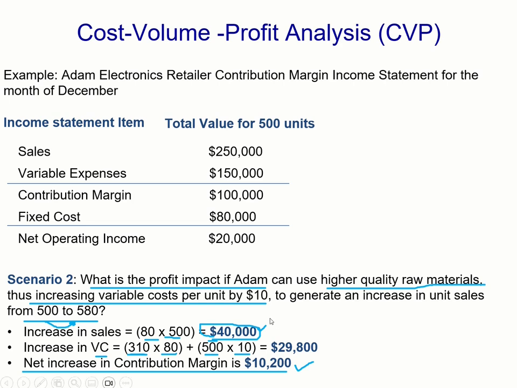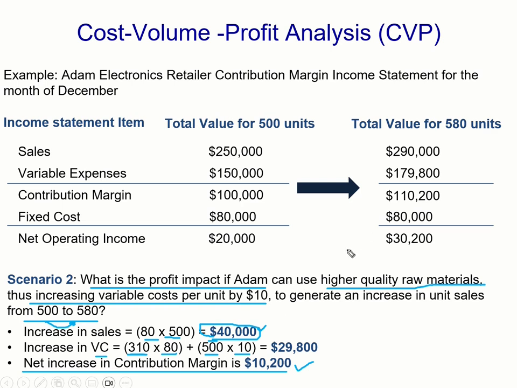And if you want to see this from a contribution margin income statement, it's always good to know this. So basically your sales is 290 less variable expense of 179,800. Again, here we're assuming 580 units. And notice your contribution margin went up by 10,200. Fixed cost is the same, and that 10,200 will flow to the bottom. As a result, you will have an additional 10,200 in net operating income. And that's not a bad deal. We should go with this.